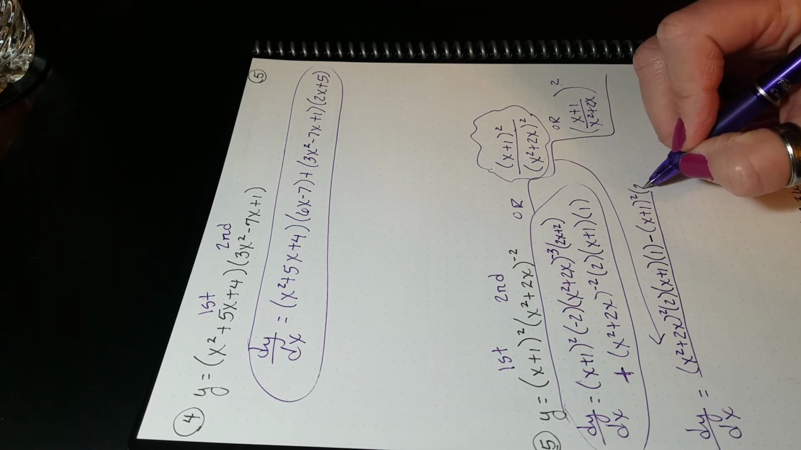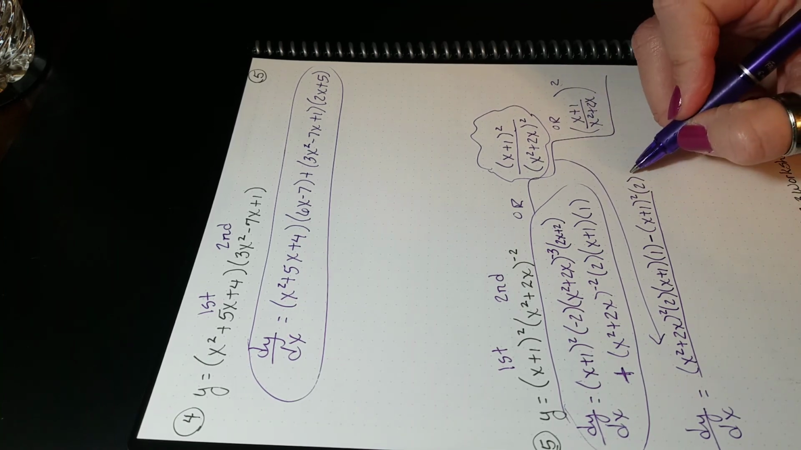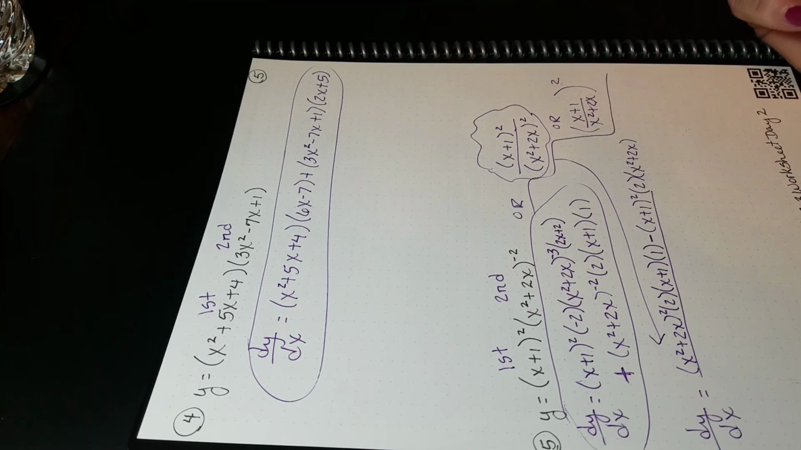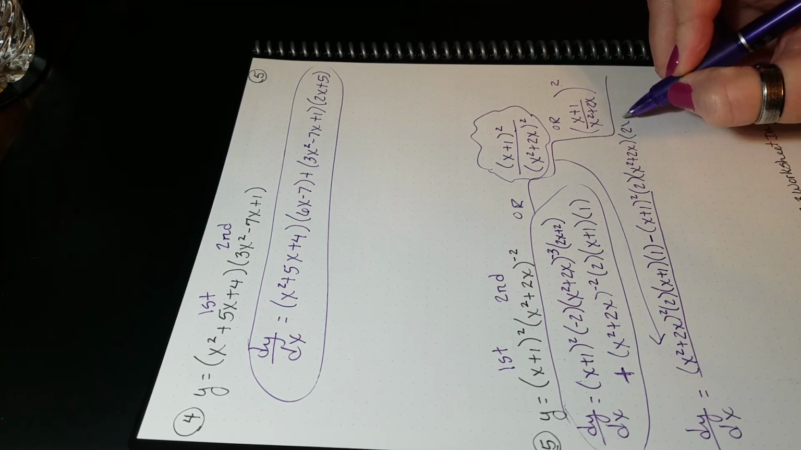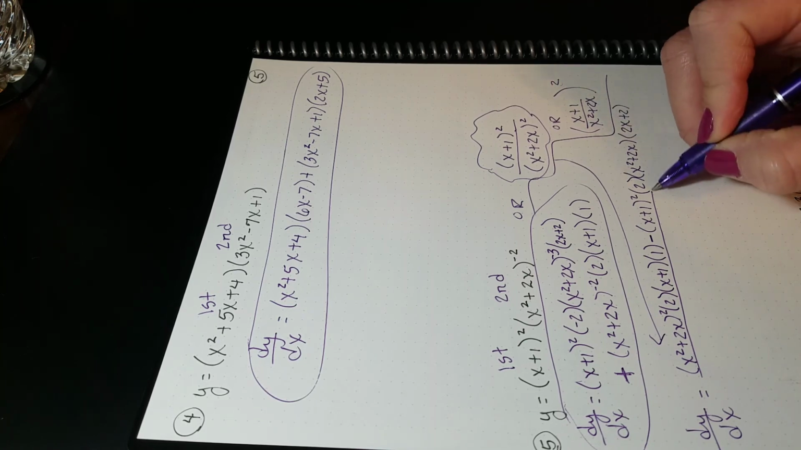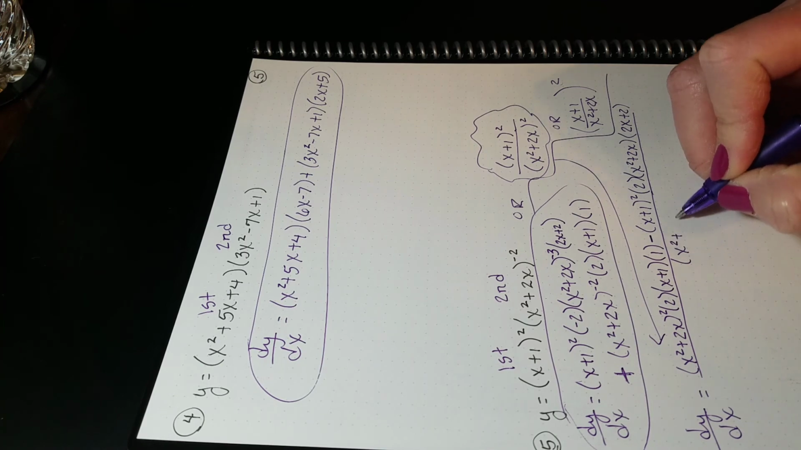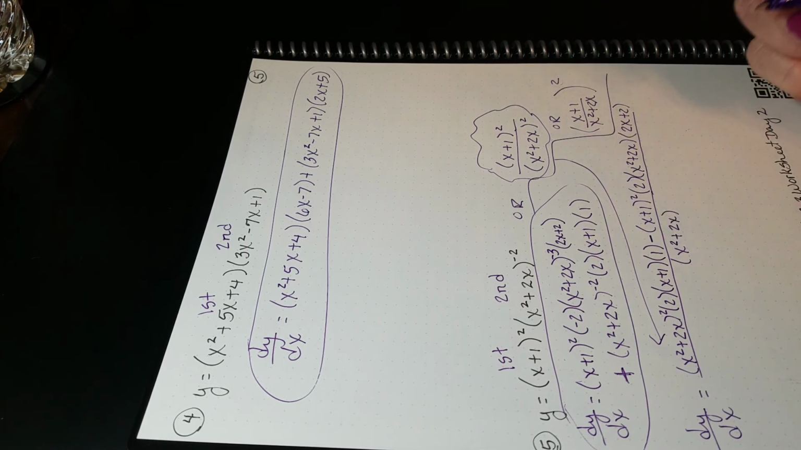So it's 2, don't worry about the negative part, times x squared plus 2x to the 1 less power times the derivative of the inside, 2x plus 2, all over the bottom quantity squared. So you have x squared plus 2x squared quantity squared, so that would be to the 4th power.